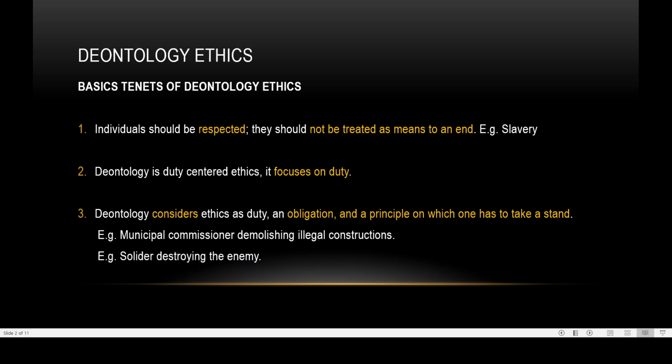Soldiers have to kill enemy soldiers, right? So soldiers have to do their duty. If soldiers don't do their duty, then we cannot live in peace. So these are examples of deontology.